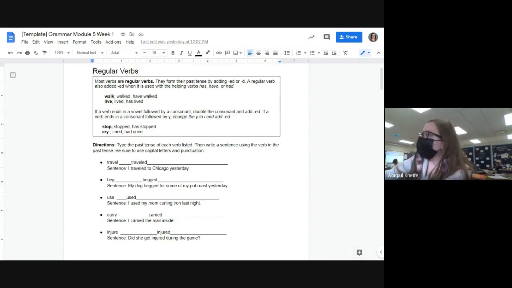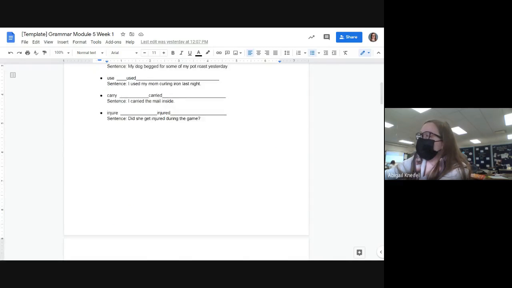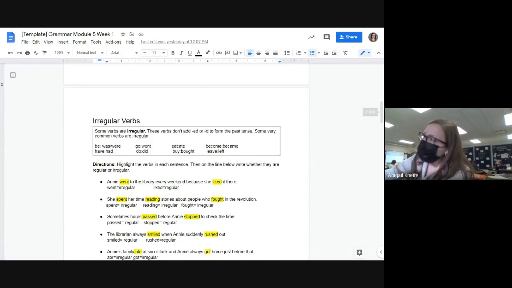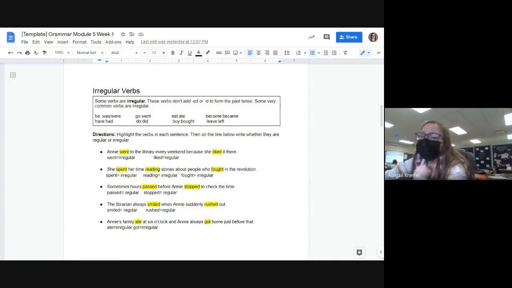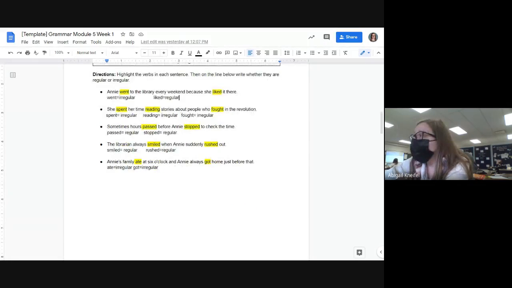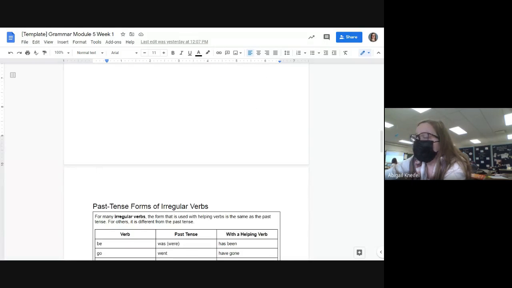So remember, the first page was on regular verbs. All we had to do was take a verb and change it to past tense, and we wrote a sentence about it. Sentence writing is good for us. And then we had some irregular verbs. Remember, irregular verbs mean not regular. They don't follow the normal ED pattern. All we did was read the sentence, find the verb in it, and write whether it was regular or irregular. If you were not on our live lesson yesterday, hopefully you have already watched the recording and filled this part in. If you have not, you need to do that. You need to watch the recording because that's where we learned the bulk of it yesterday.